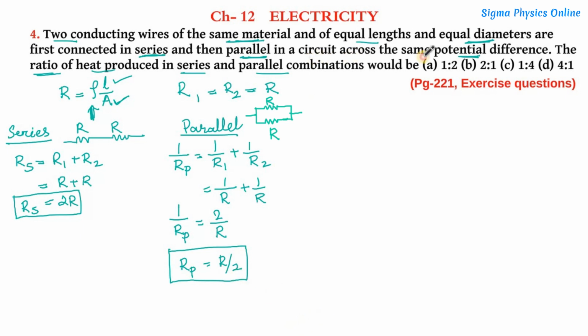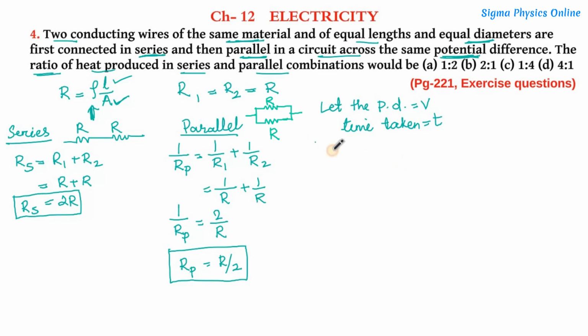Now it's given that both these wires are connected across the same potential difference. So we'll write here, let the potential difference be equal to V. Now the time for which current flows in both the wires is the same. So let's write down time taken is equal to T. That is the time for which the current flows in both the wires.